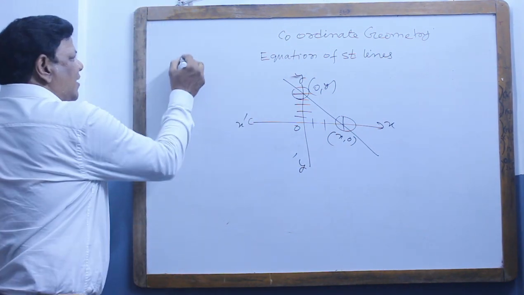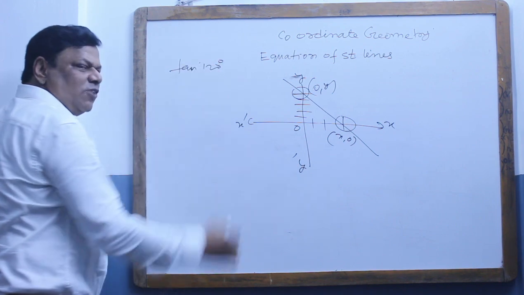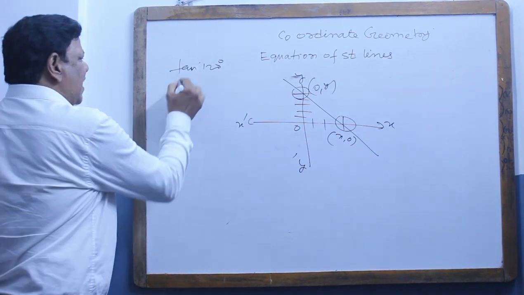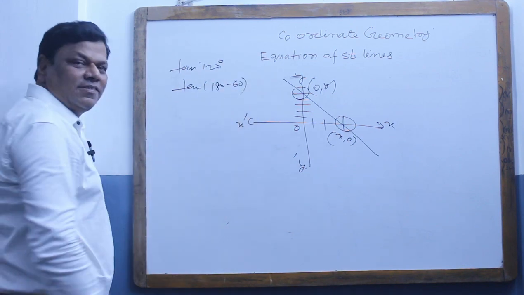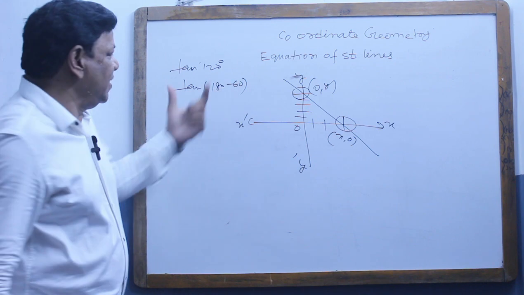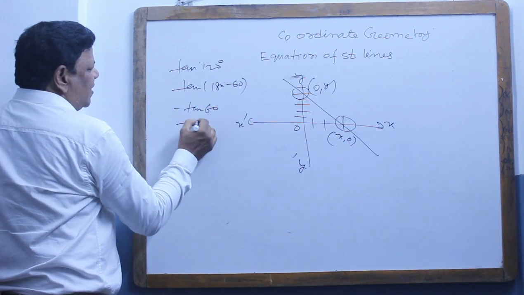Okay? I'm just telling you, if 120 is given, this is not in your part, but I have to explain. Tan 120 means tan(180 minus 60). This is actually a class 11 question. Tan 60 will come with a minus, that means minus root 3.